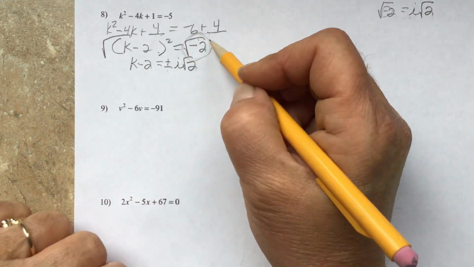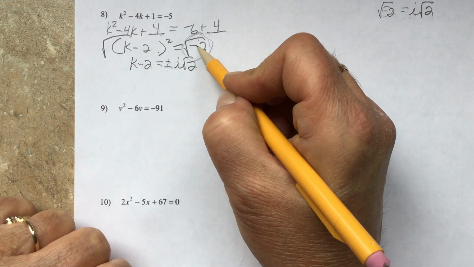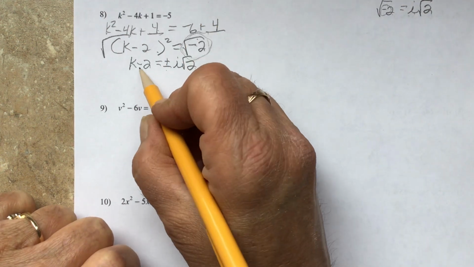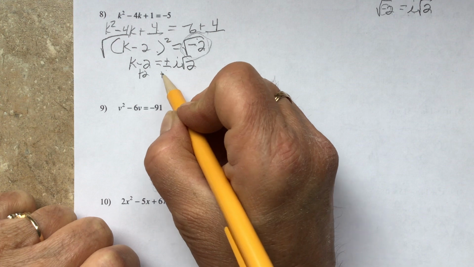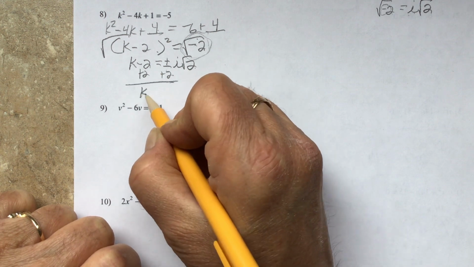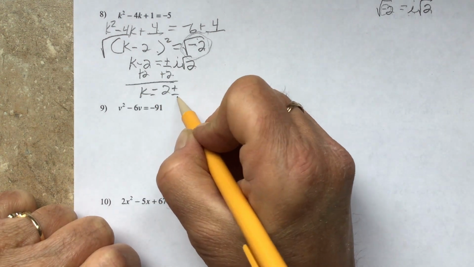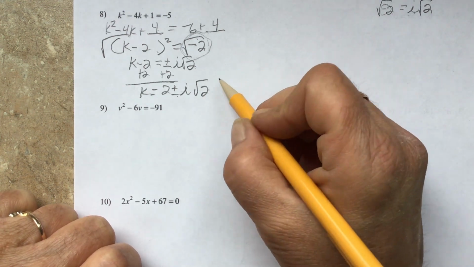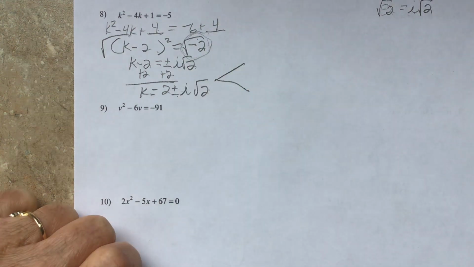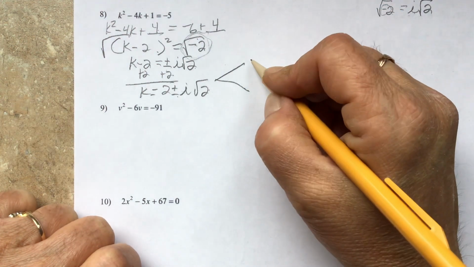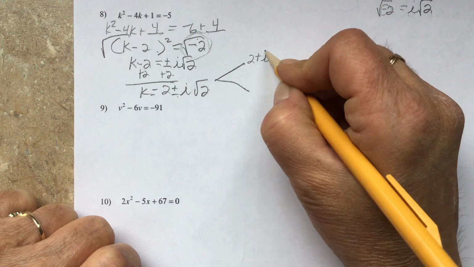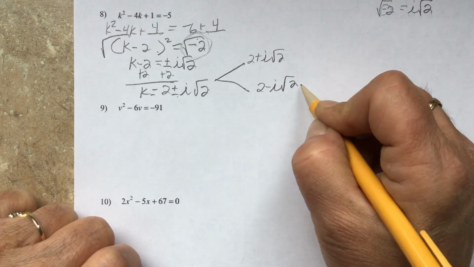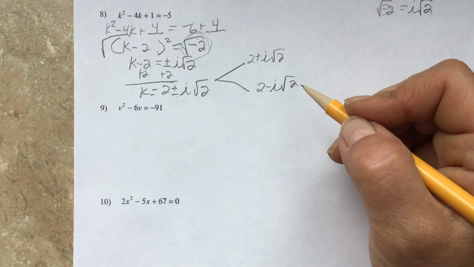Okay, so the only thing we added here was that the negative comes out and becomes i, which stands for imaginary. Add 2 to both sides. So I have k = 2 ± i√2. This leaves me with 2 solutions. And it's going to be 2 + i√2 and 2 − i√2. Okay, so not so hard.